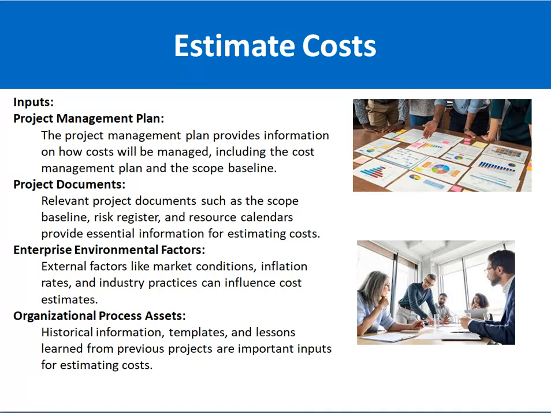Then next are the project documents, which include different documents like the scope baseline, risk register, and resource calendars, which tell how many resources will be required in which month. The risk register tells you what risks are involved. The scope baseline tells you the boundaries of the scope, and the measurement of the project with respect to the scope is also done against the scope baseline.